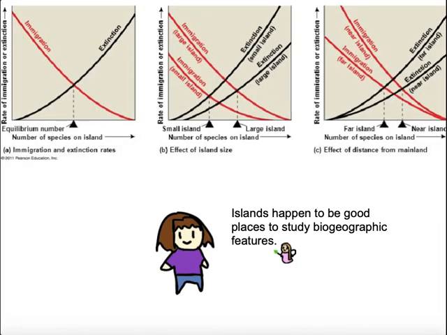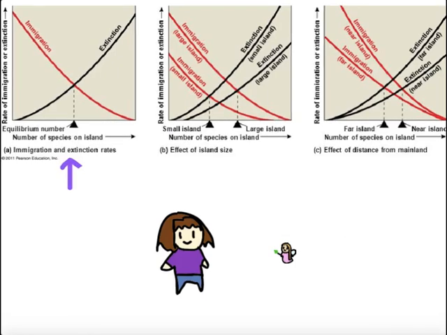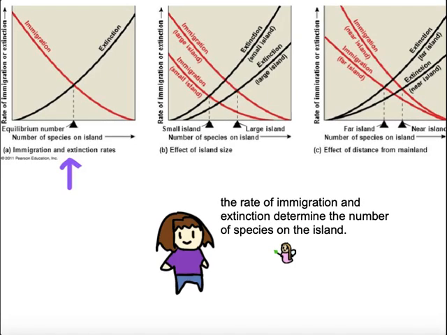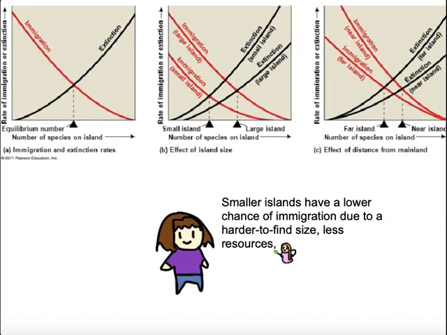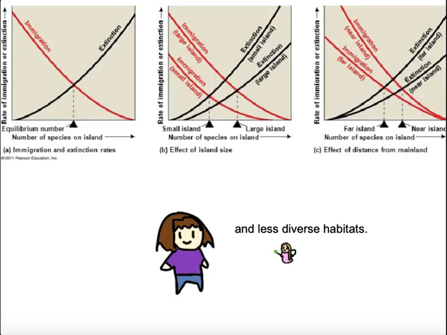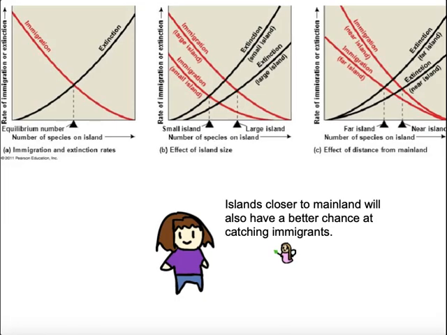Islands happen to be good places to study biogeographic features. On a newly formed island, the rate of immigration and extinction determine the number of species on the island. The island's size and distance from mainland also count in. Smaller islands have a lower chance of immigration due to a harder-to-find size, fewer resources, and less diverse habitats. Islands closer to mainland will also have a better chance at catching immigrants.